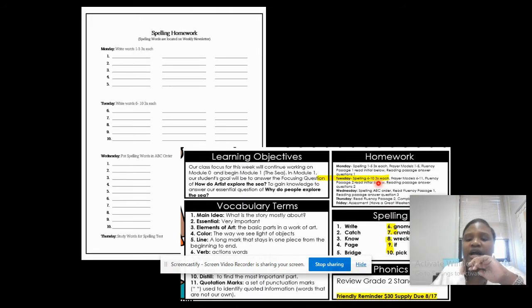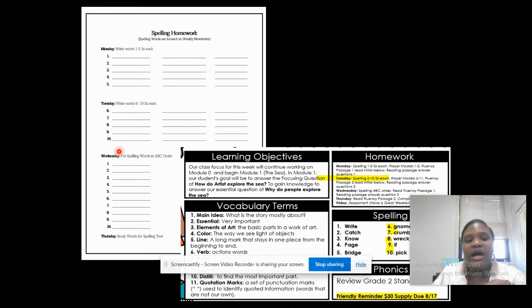All right, guys. Next on our agenda today, we have our spelling homework. For Monday, it said that you're going to write spelling words 1 through 5, 3 times each. So you're going to find spelling words 1, 2, 3, 4, and 5 and write them 3 times each here. Now, today is Tuesday, so it has changed. It's telling you that you need to write spelling words 6 through 10, 3 times each. So you're going to go to the Tuesday blank and write words 6 through 10, 3 times each. Say I choose if. I'm going to write if.